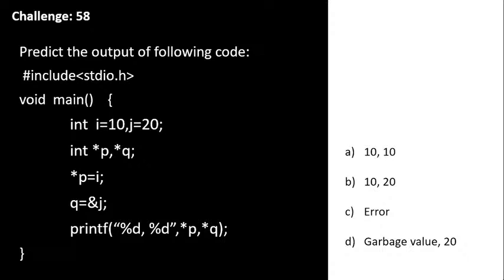Ten and 20, some are saying option A. What about the rest of you? Option B, there's 10 and 20. Okay, let's see. So I is equal to 10, J is equal to 20. Star P and star Q are pointer variables. So I value is copied to star P. Okay, so what is copied? 10 is copied to star P. Similarly, address of J is copied to Q.